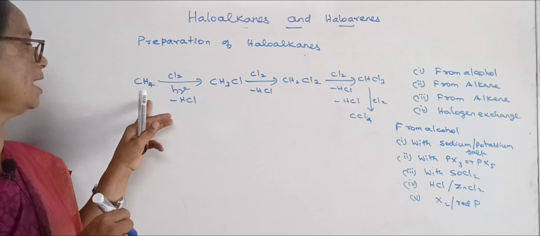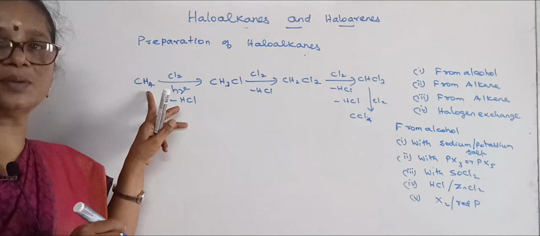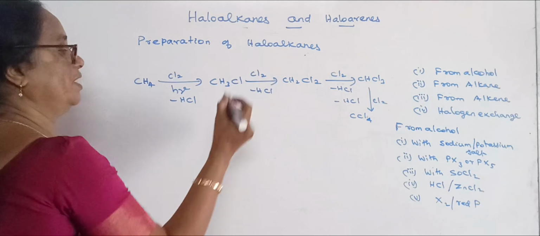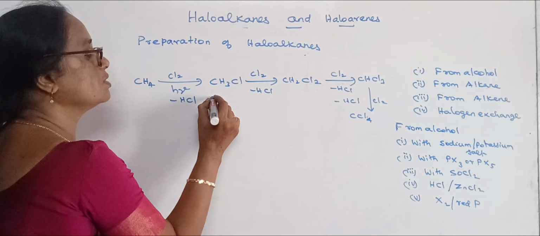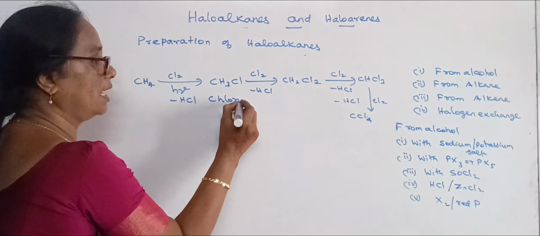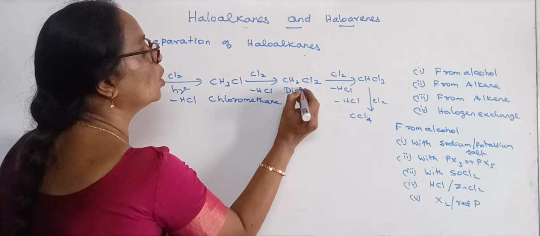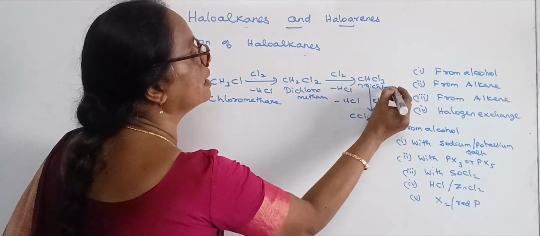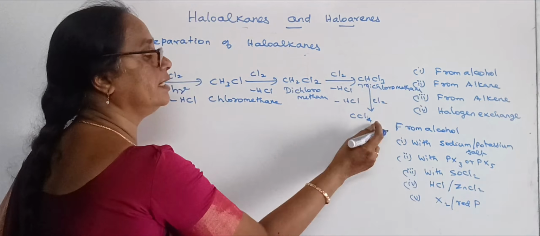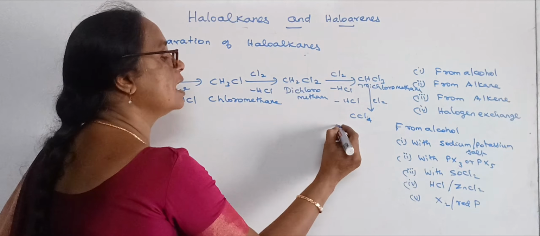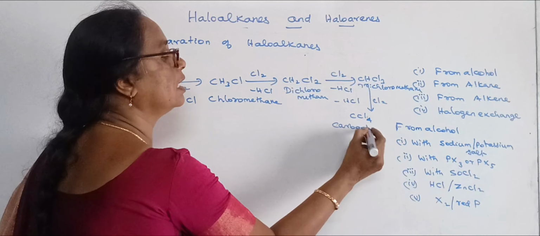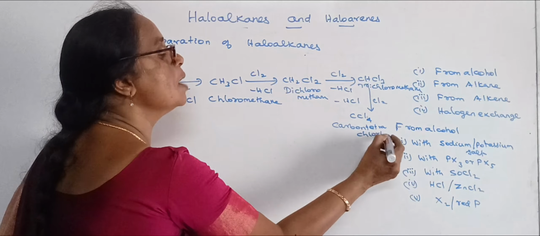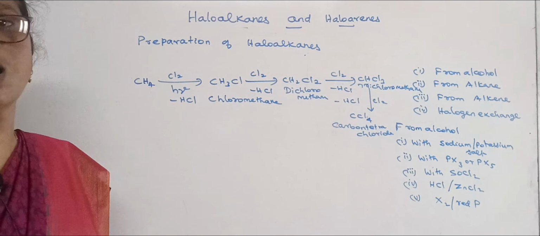So in methane, all the 4 hydrogen atoms are replaced by the halogen atom. So we will get the corresponding compounds of chloromethane, dichloromethane, trichloromethane, or it is chloroform, tetrachloromethane, or it is carbon tetrachloride. So these compounds are said to be polyhalogen compounds.